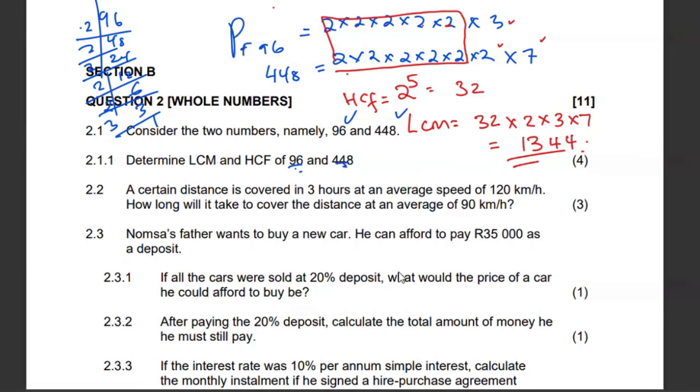Then we move on to 2.2. A certain distance is covered in 3 hours at a speed of 120. How long will it take to cover the distance at an average speed of 90? So step number 1, we need to find the distance before we can find the time. Okay, so he's saying the time is 3 hours, the speed is 120.